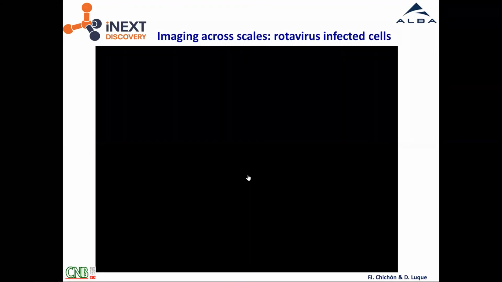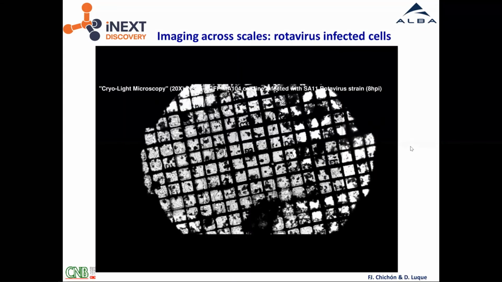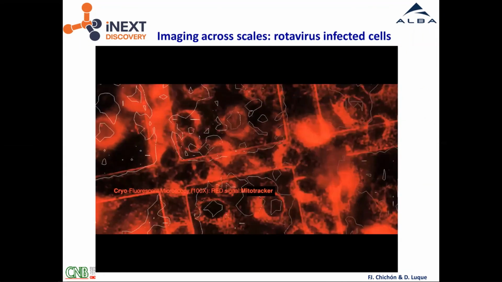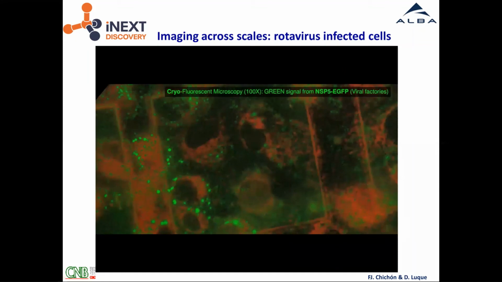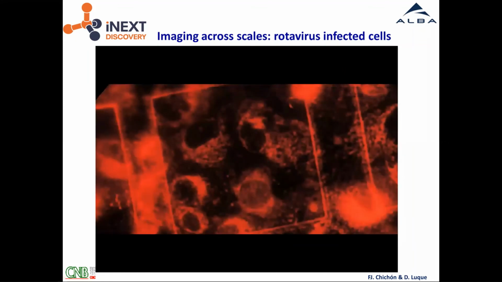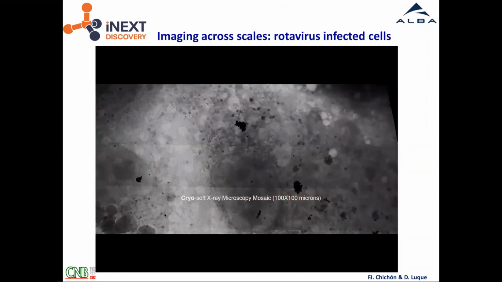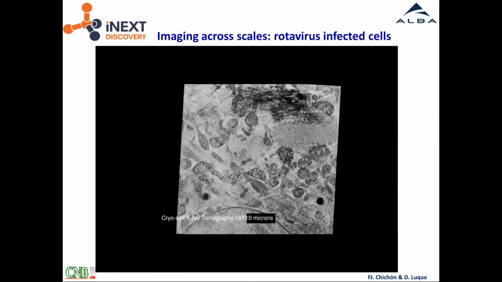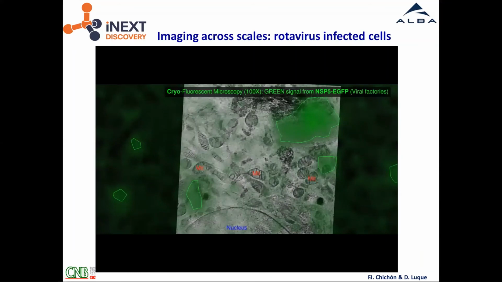Now I'm going to show you a last video which wants to summarize a little bit what it means imaging across scales. So you have fluorescent microscopy, you have your grid, and you have your interesting signal that you have tagged with the fluorophores, and you choose the corresponding cell. This is X-rays. You have the region that you're interested in, and you will do the tomography, the soft X-ray microscopy tomogram, where you have mitochondria and then the viroplasm.